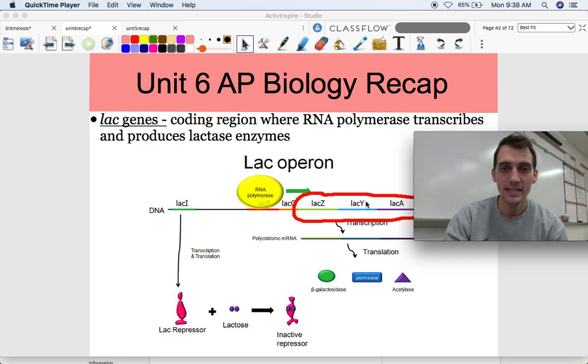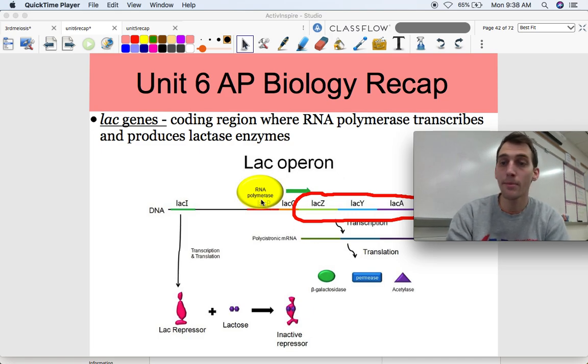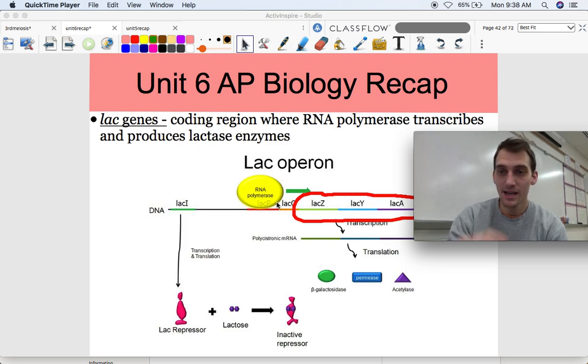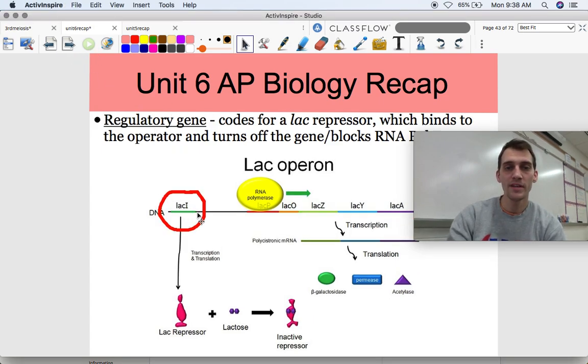The LAC genes, LAC-Z, LAC-Y, and LAC-A, are coding regions where RNA polymerase transcribes and produces lactase enzymes. So when this gene is turned on, RNA polymerase is going to slide down the genes there, and it's going to start to transcribe. There's our mRNA, and it'll be translated eventually into those enzymes, right? LAC-Z, LAC-Y, and LAC-A, very important for lactase. Now, there's one over here that we haven't talked about yet, LAC-I, which is what's called a regulatory gene. Regulatory meaning controlling, right? And it codes for what's called the LAC repressor, what I talked about before, right? So when this gene is expressed, it produces the LAC repressor, and it's going to turn off.